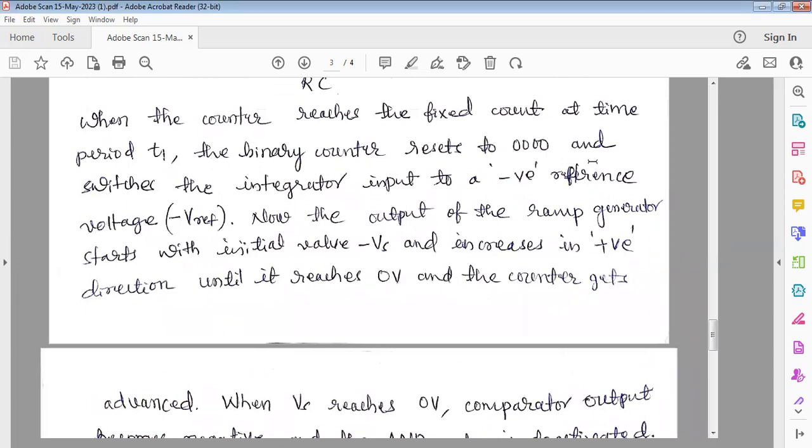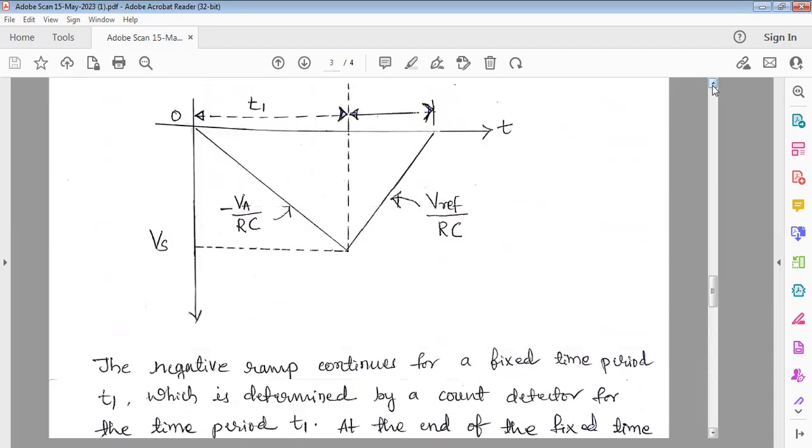So after the end of T1, the integrator switches to a negative reference voltage. Now the output of the ramp generator starts with initial value minus Vs and increases in the positive direction until it reaches 0 volt, and the counter gets advanced. So that we can see here.